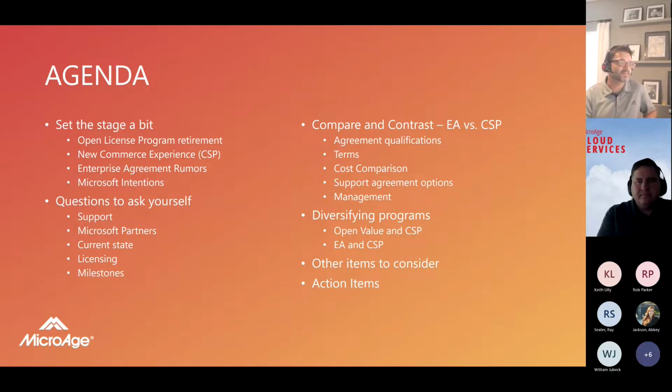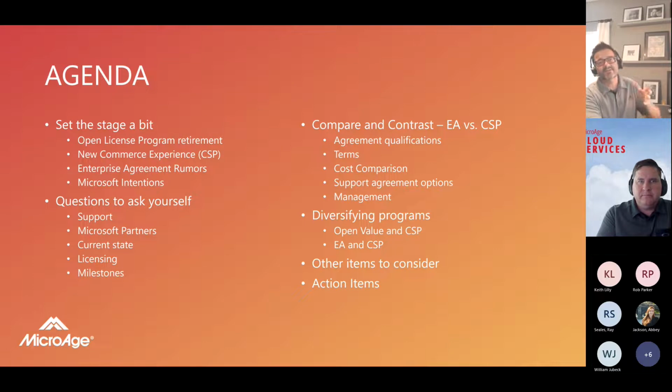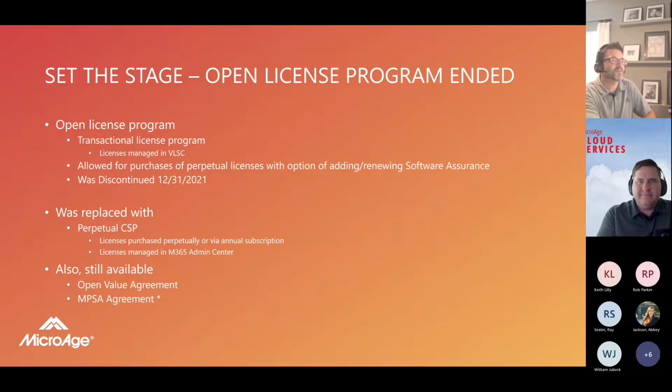Then we'll compare and contrast EA versus CSP. We'll talk about how you can diversify some of these programs. You don't have to land on just one, right? You've got options, right? And some of them are cost effective, more manageable, more low risk, and you might want to leverage it in that fashion. Some other items to consider and some action items. And Jason's here to keep me honest on a lot of this stuff, so I'm sure he'll interject, and I'll try to make this as conversational with him as possible.